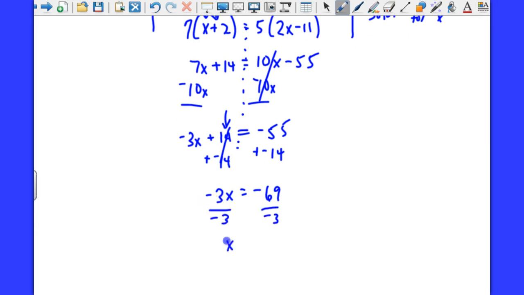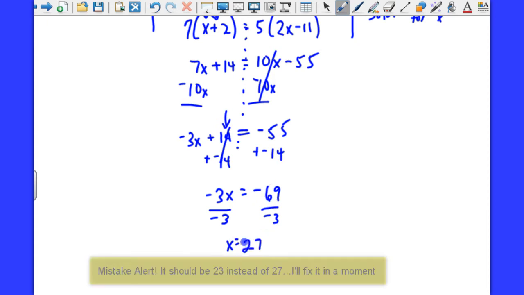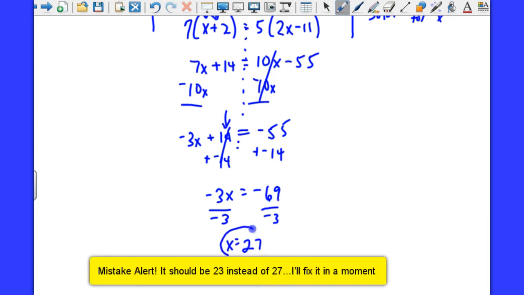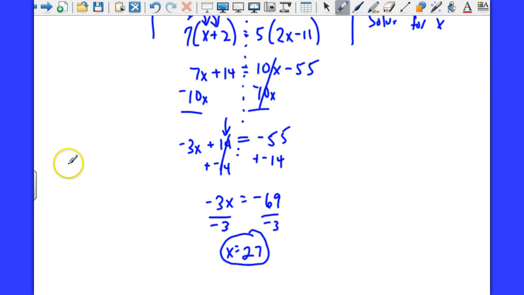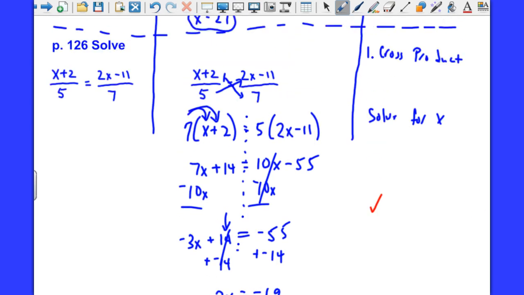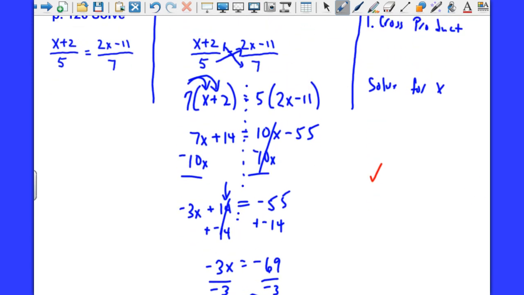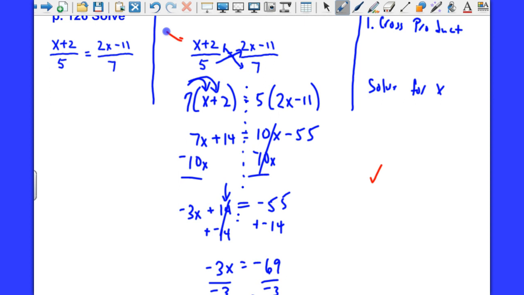X is equal to, what do we come up with? A negative divided by a negative is positive 27. Okay, 27. Now, you should be wondering if you can check that. You should be, because you can. And I'm going to do that in red. All right, let's check it. Here, I'll do it over here since we have some space. We got x equals 27. So let's plug in. Here's the original equation. So let's check it.